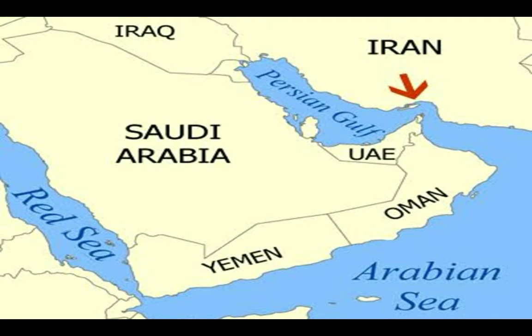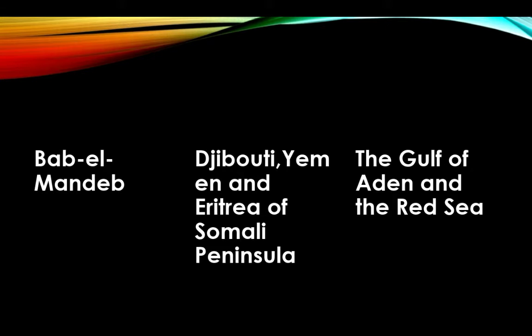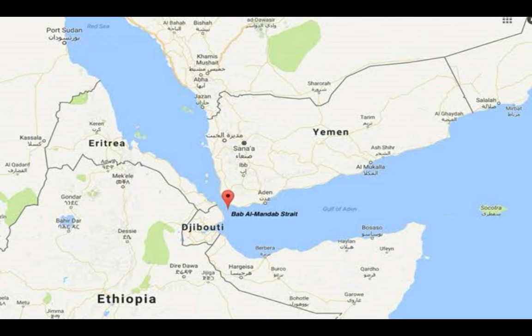Now, let's move on to the next strait, which is Bab-el Mandeb. The contiguous land masses are Djibouti, Yemen, and Eritrea of Somali Peninsula. The water bodies are Gulf of Aden and the Red Sea. We can see in the map Bab-el Mandeb Strait. In the south of this strait, we can see Djibouti, and in the northeast side, Eritrea, whereas in the north, we can see Yemen.